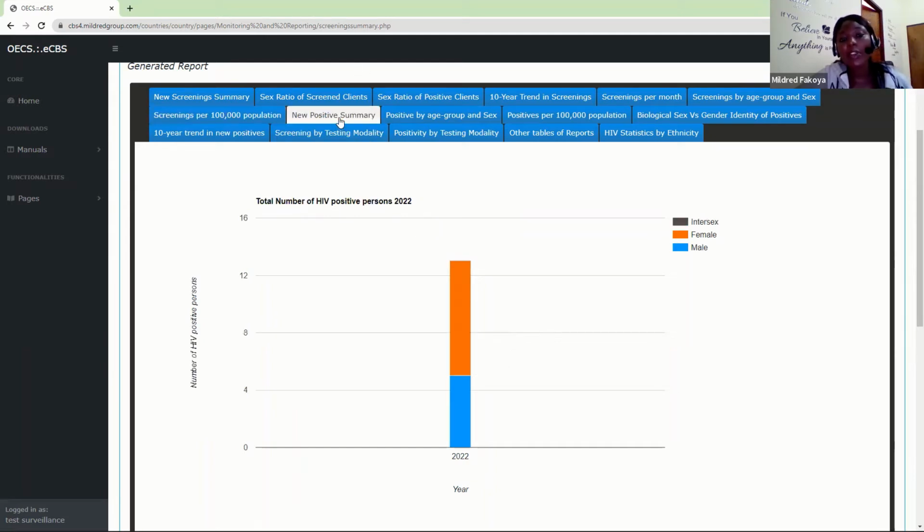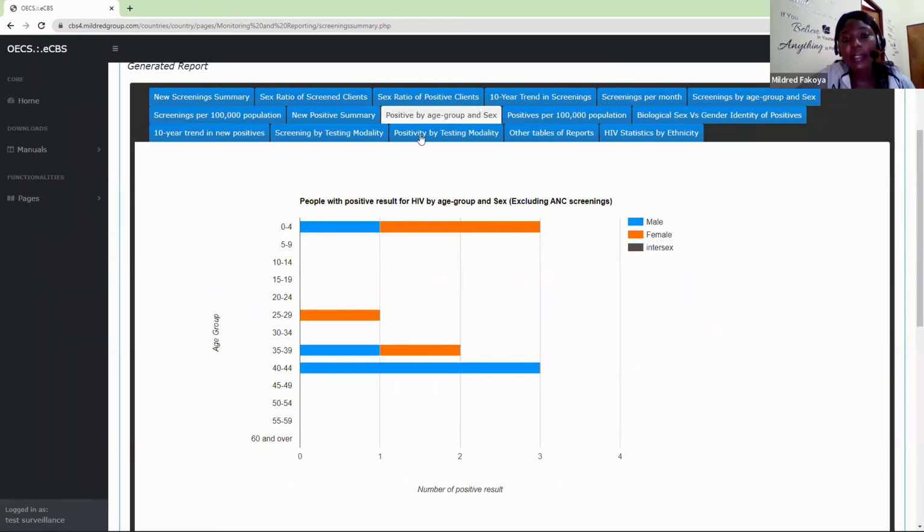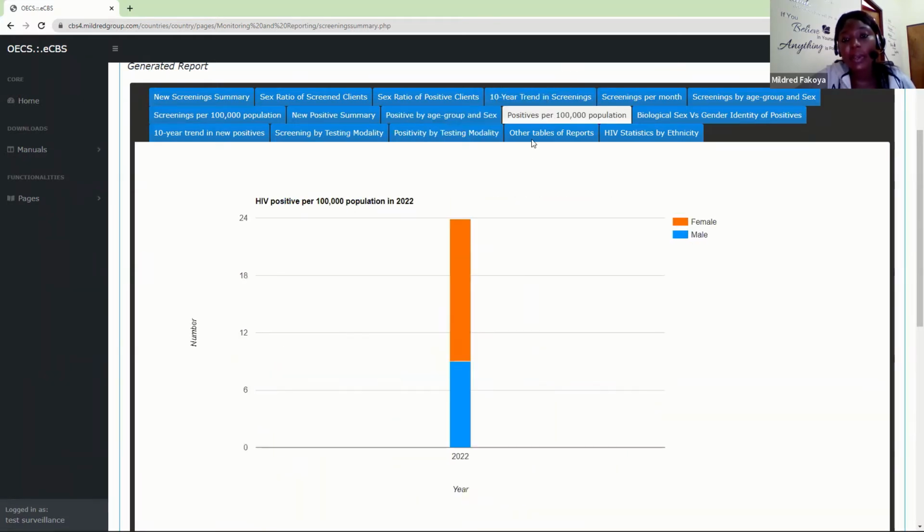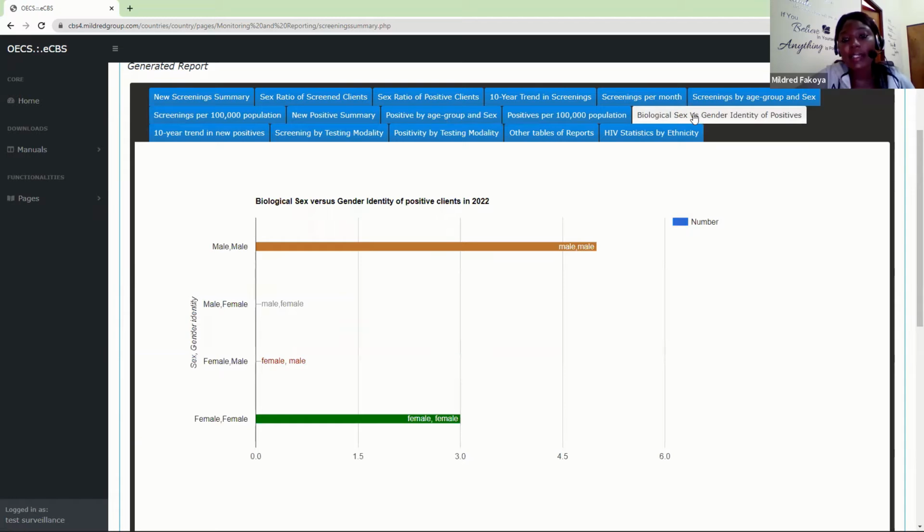Then it gives you the new positive summaries, the number of people who were positive in this reporting year of 2022 that we selected. It gives you the positive number of females and the positive number of males. Also, it gives you the same positive clients by their age group and their sex. It gives you the positives per 100,000 population by sex, and also the biological sex versus the gender identity of the clients that are positive.